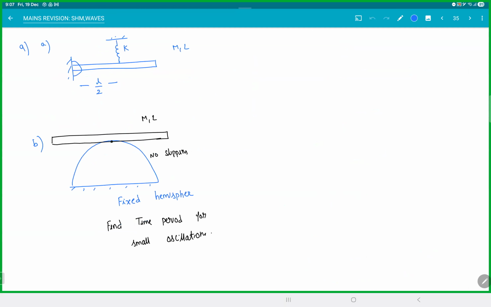Next time, we have a rod there, mass m length L, there is a spring at L by 2. Find time period for small oscillations. We have a rod placed on a fixed hemisphere at the midpoint, slight disturbance, find the time period for small oscillations. So this rod will oscillate left and right like a seesaw.